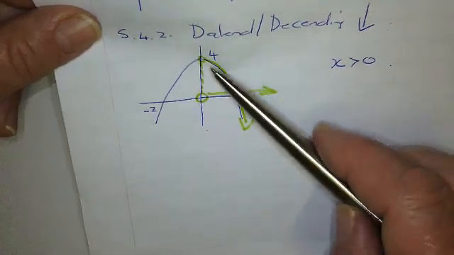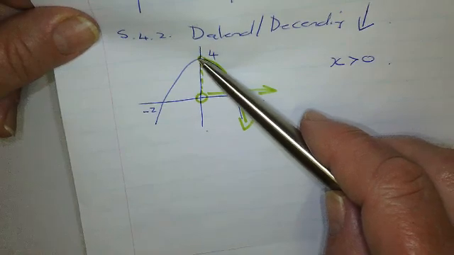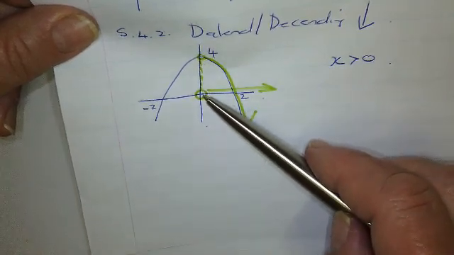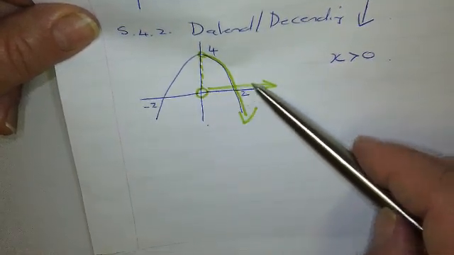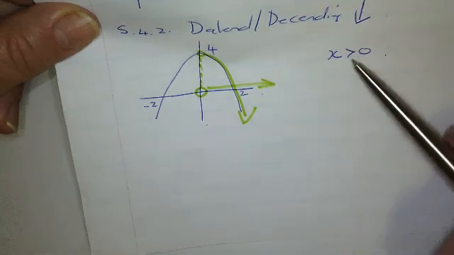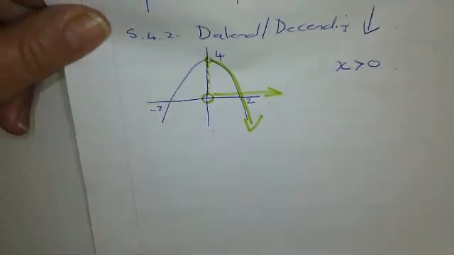Now we're looking for the x value, so that's the turning point. It happens then at 0 for x. And if I go to the right hand side, which means bigger than 0, it means it's a descending graph.